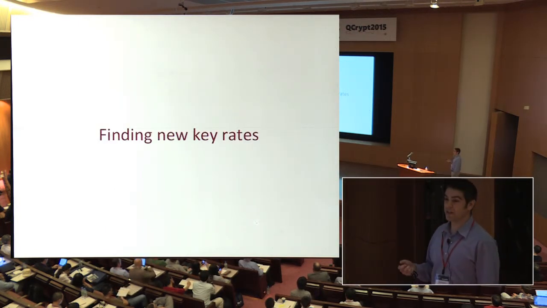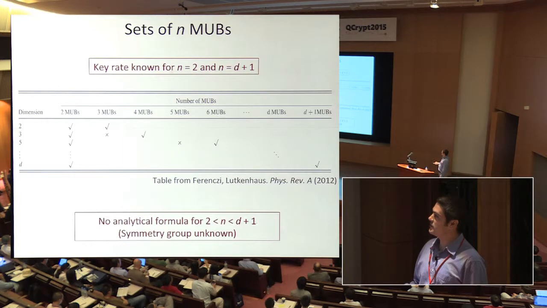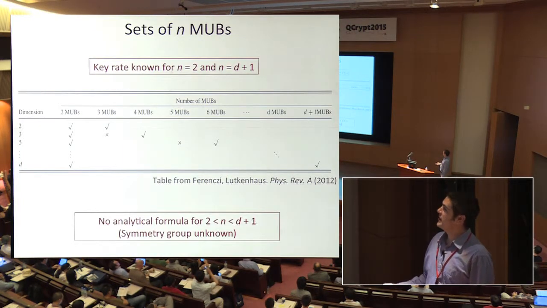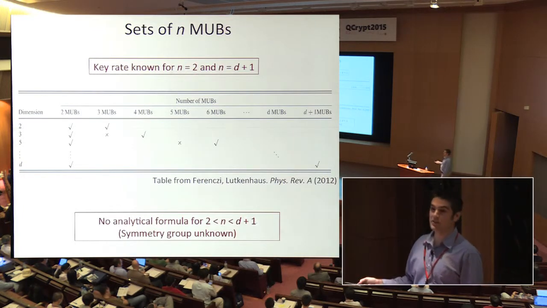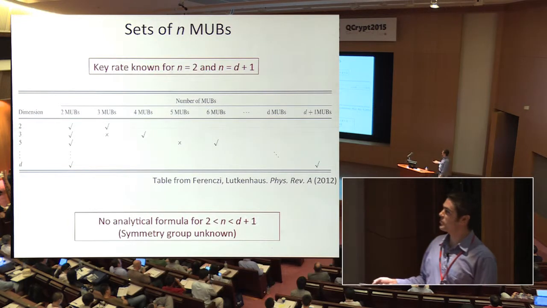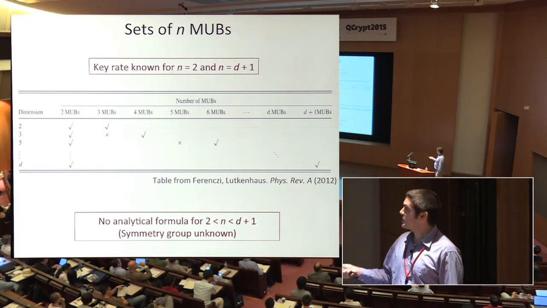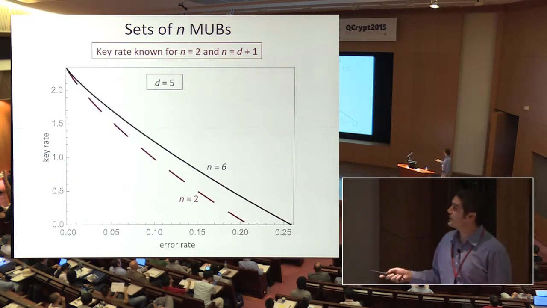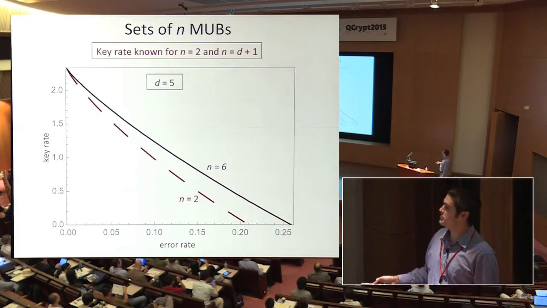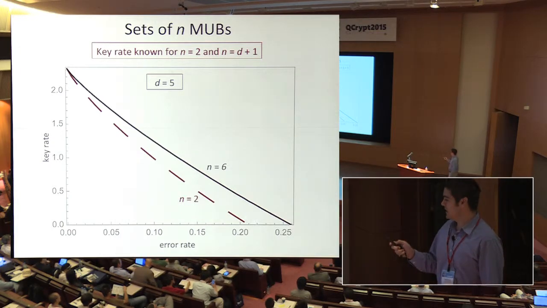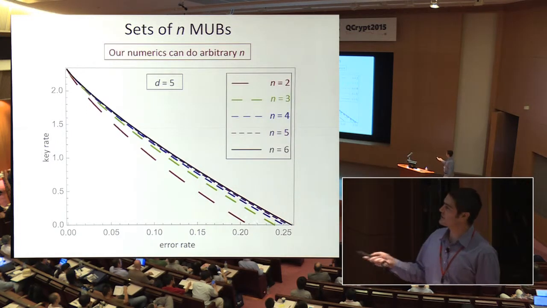But now let's move on to finding new key rates. As I showed you previously, it's known what the theoretical curves are for two MUBs. It's also known for D plus one MUBs. But there's a lot of white space in this table that's unknown, namely if you consider protocols involving N MUBs, where N is between 2 and D plus 1. But with our numerics, we could fill in this table. So I'll just show you the example D equals 5. Here are the known curves for N equals 2 mutually unbiased bases and N equals 6 mutually unbiased bases. So how does it interpolate between these two extremes? And here's how it interpolates. This is the result of our numerics.